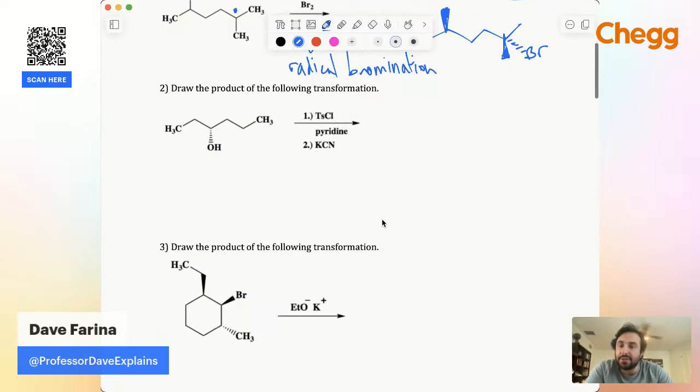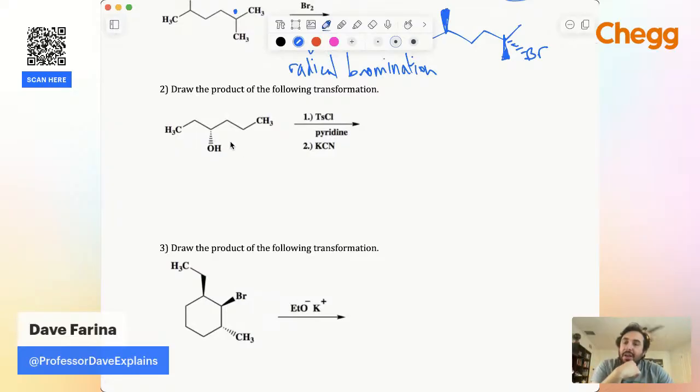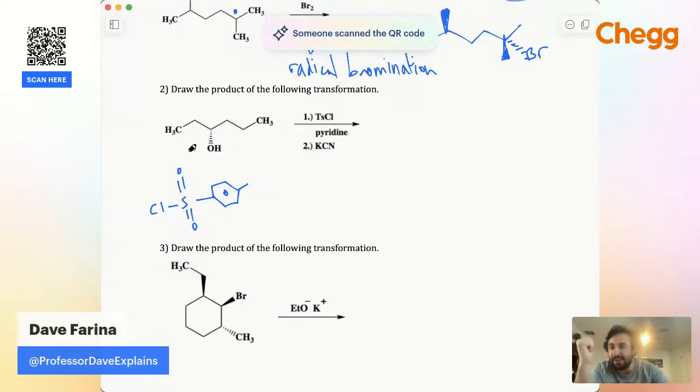Okay, so draw the product here. So we have a secondary alcohol, and we're reacting with tosyl chloride in pyridine. So what is tosyl chloride? Tosyl chloride looks like this. So here's tosyl chloride. This is a tosyl group, and then this is the chloride. And so what we need to understand is that this will interact with a hydroxyl group to make it a good leaving group. And here's why that is the case.